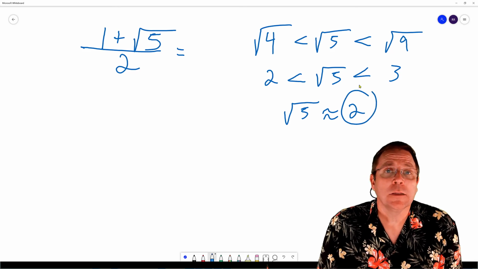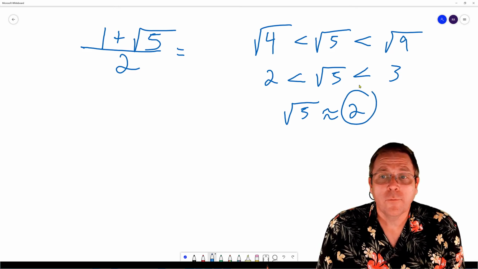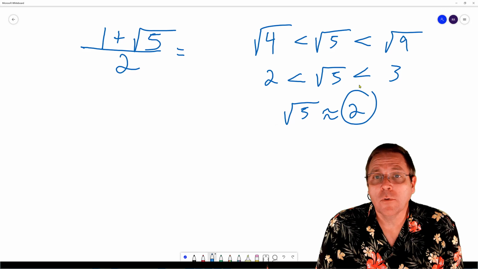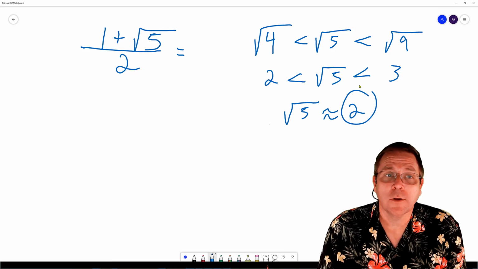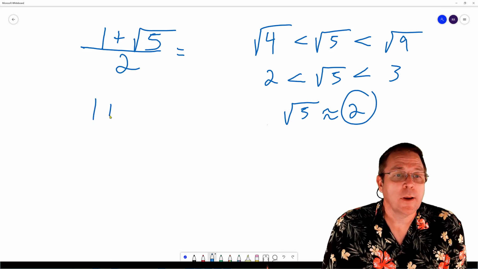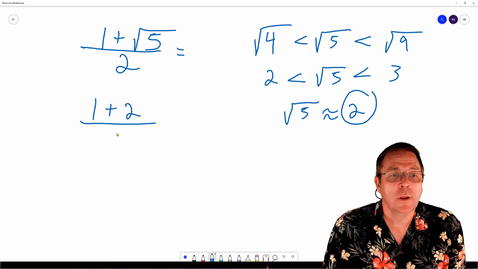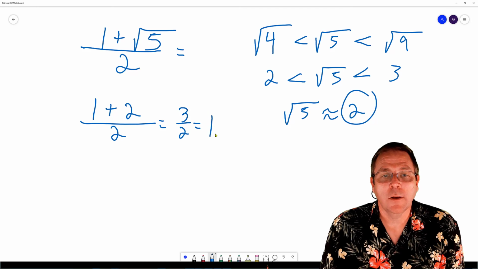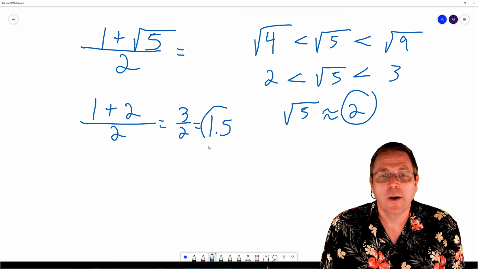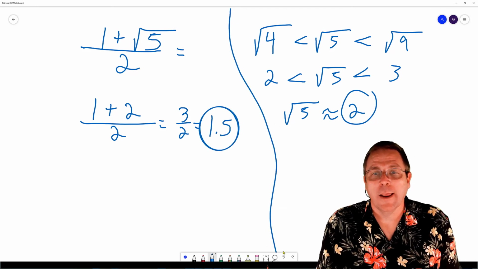Now, I honestly don't know if they're going to be rounding to the nearest whole numbers for this, or what kind of guidelines they really laid out for us. So I'm going to take the easy route and say 2. From there, that means I can put 1 plus 2 divided by 2. Of course, 1 plus 2 becomes 3 divided by 2, which means our answer would be 1.5 or 1 1/2.